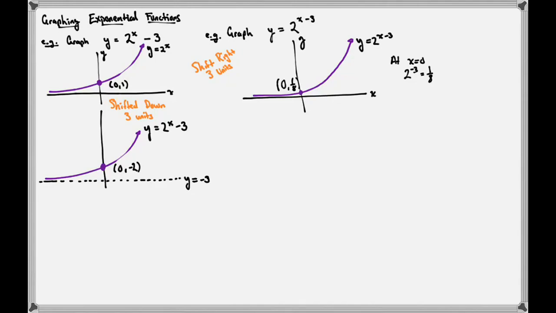We're shifting to the right because when I plug in 0 to determine the point to plot on this one, I actually back up 3 units and grab the value 3 units to the left on this one, that smaller value of 1/8, but I end up plotting it at x equal to 0. So further to the right than what would have been plotted on the original graph.